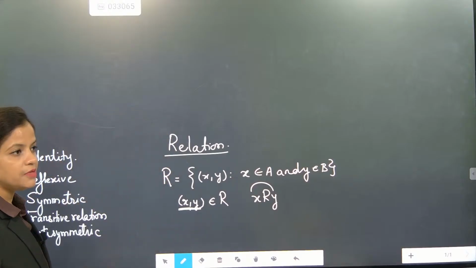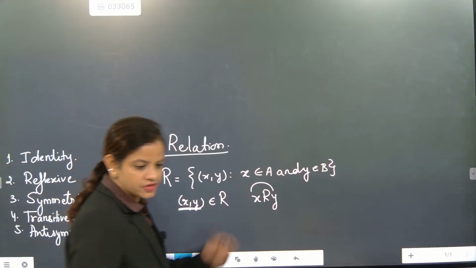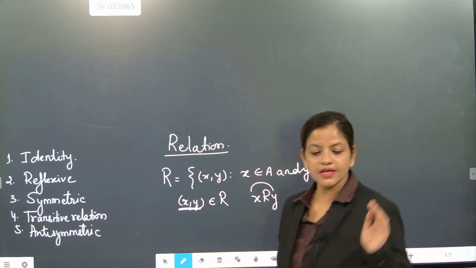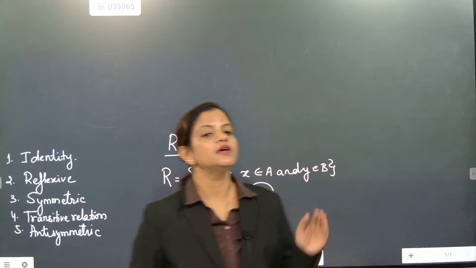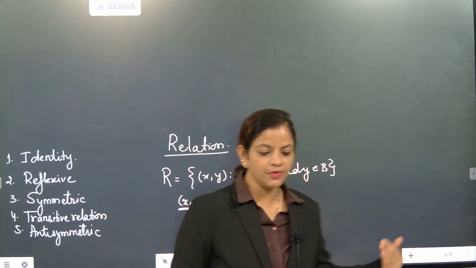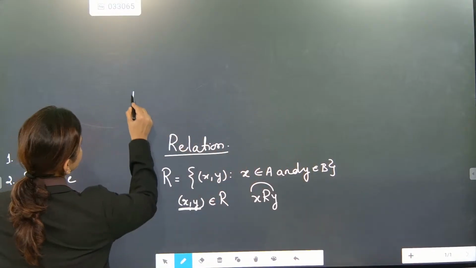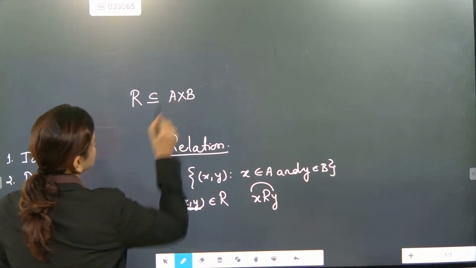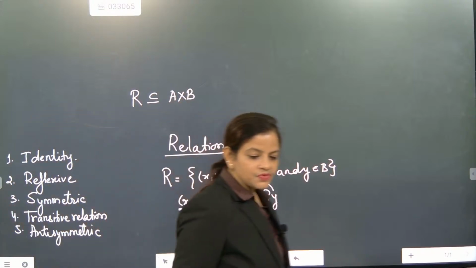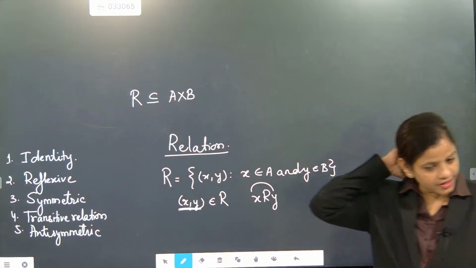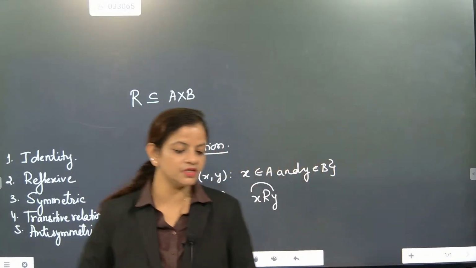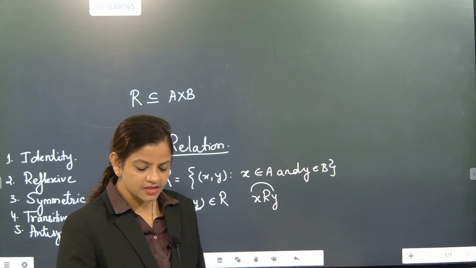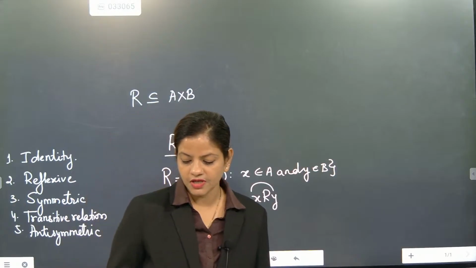The most needed part is understanding relation first. So what is the first part we understood? Relation R is a subset, and it will always belong to A cross B. So R is a subset of A cross B. Understood or not? That is most important and you must remember this. R is a subset of what? A cross B.